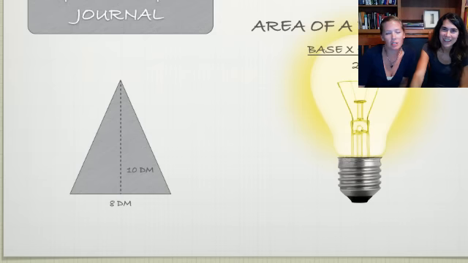So, last one. Try this one on your own. So we've got the shape, our triangle. The base is 8. The height is 10. How would you solve that, and then don't forget to label your answer, and we will work through this when we get into class if you need help. Good luck.